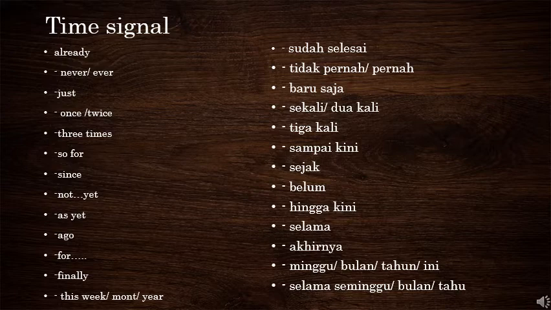First is already, sudah selesai; never or ever, tidak pernah atau pernah; just, baru saja; once or twice, sekali atau dua kali; three times, tiga kali; so far, sampai kini; since, sejak; not yet, belum; as yet, hingga kini; ago, selama; finally, akhirnya; and this week, minggu ini. So you can use this time signal to describe an event that has already been done in the past.